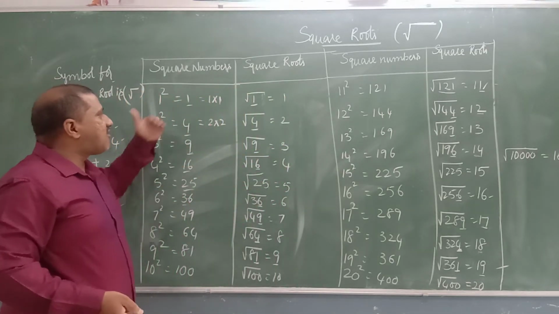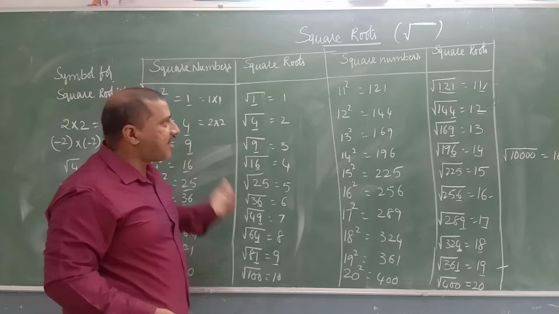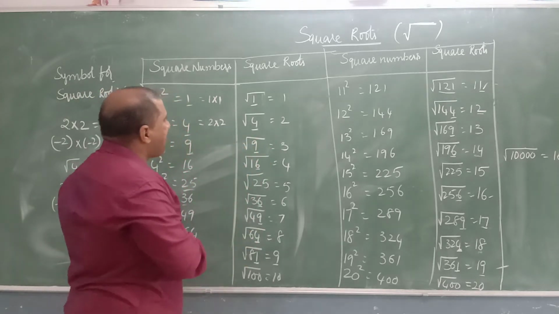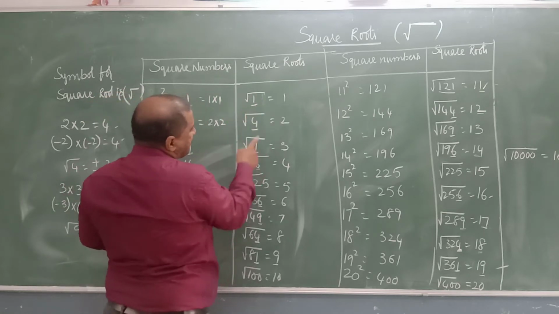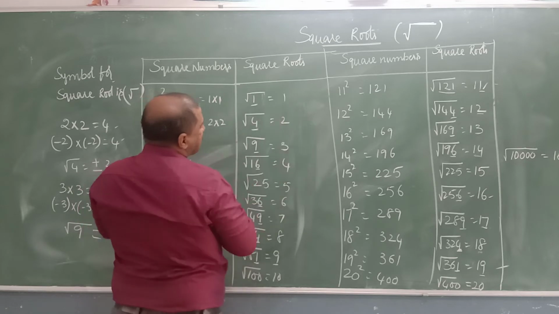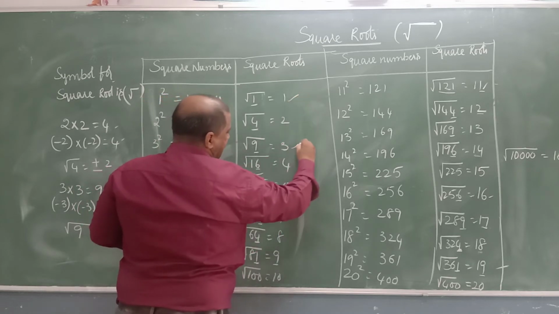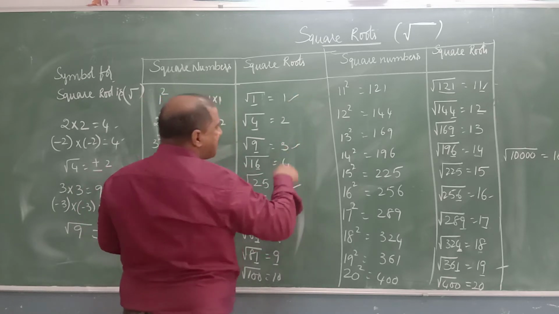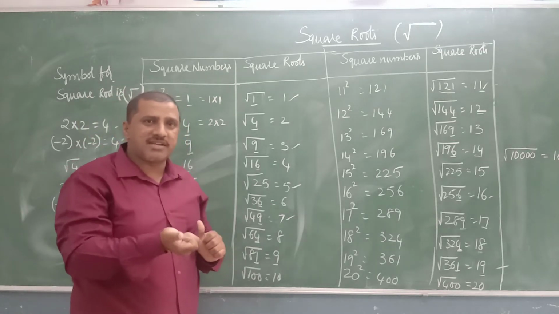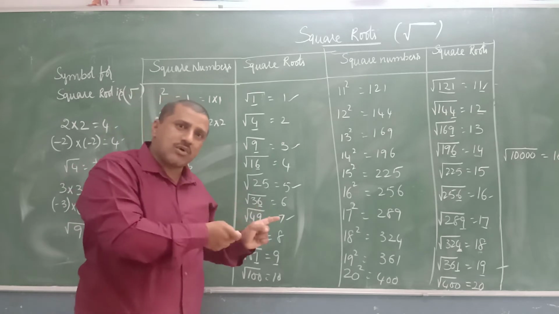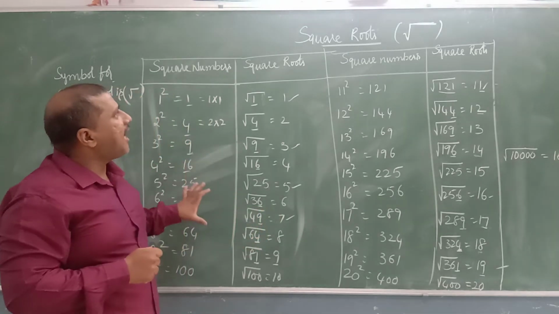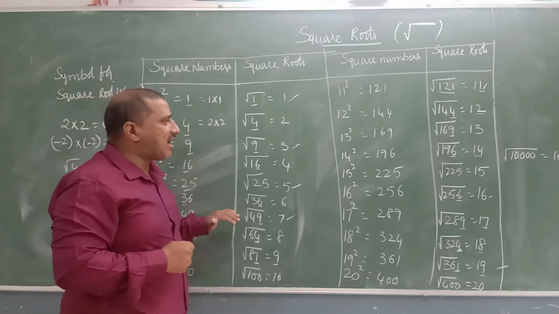As usual, square roots of odd numbers are odd numbers only. Square roots of even numbers are even numbers only. Here 1 is an odd number, 9 is odd, 25 is odd, 49 is odd. What about their square roots? 1, 3, 5, 7. All these are odd numbers. So the square roots of even perfect square numbers are even numbers, and the square roots of odd perfect square numbers are odd numbers. These are the properties of square roots.